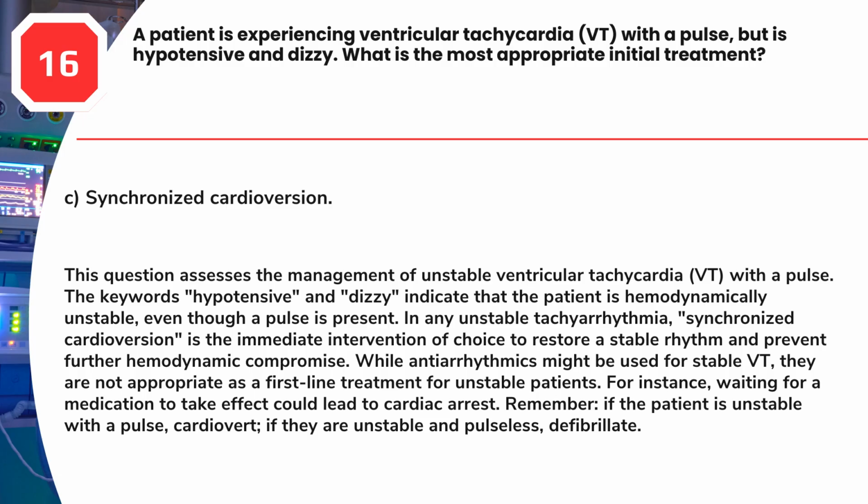hemodynamic compromise. While antiarrhythmics might be used for stable VT, they are not appropriate as a first-line treatment for unstable patients. For instance, waiting for a medication to take effect could lead to cardiac arrest. Remember, if the patient is unstable with a pulse, cardiovert. If they are unstable and pulseless, defibrillate.